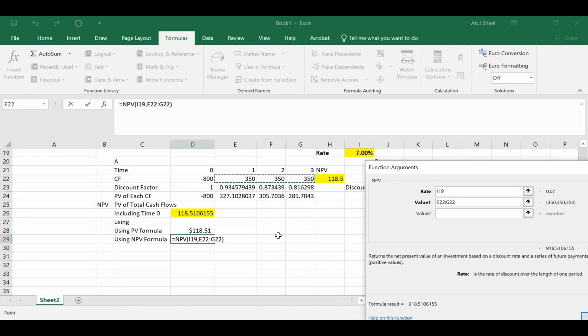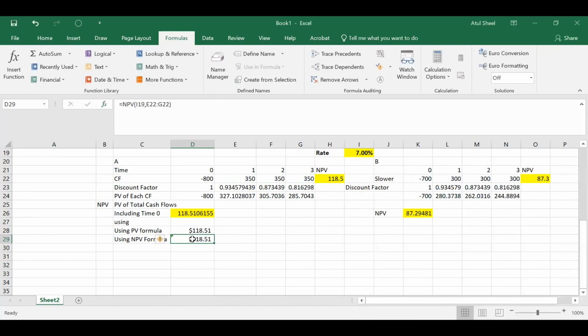So notice, for those 3 years, my net present value is what? My net present value is $918. Then I want to deduct today's payment. So I want to, this is already a negative number. So I want to add it plus today's payment. Bingo. $118.51. Same answer you will get.